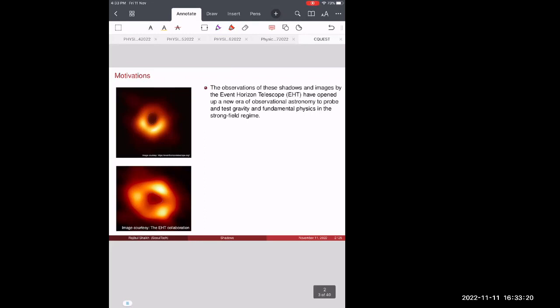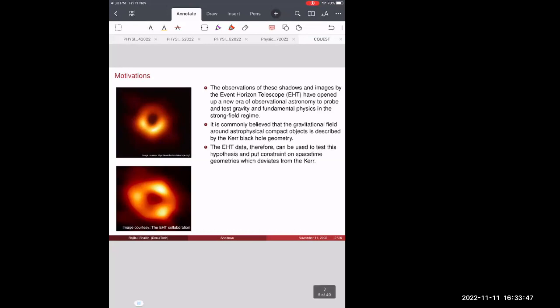The observation of these shadows and images by the EHT has opened up a new era of observational astronomy to probe and test gravity and fundamental physics in the strong field regime. This is because it is commonly believed that the gravitational field around astrophysical compact objects must be described by the Kerr black hole geometry. Therefore, the EHT results can be used to test this hypothesis and put constraints on space-time geometries which deviate from the Kerr.